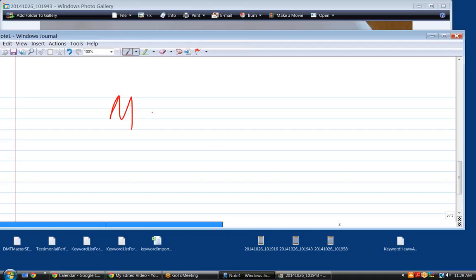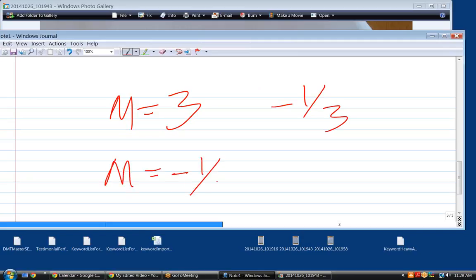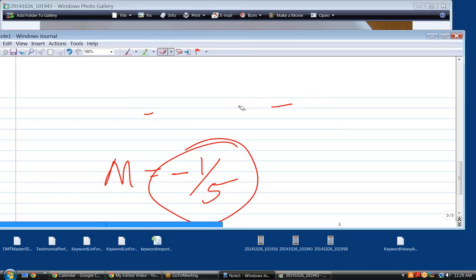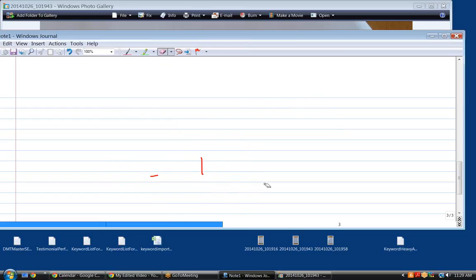If the slope of one line is that, what's the slope of a line perpendicular to it? Would it be negative 1 over 3? If the slope of a line is negative 1/5, what is the slope perpendicular to that line? 5. Okay. Cool. That's all you need for this section.